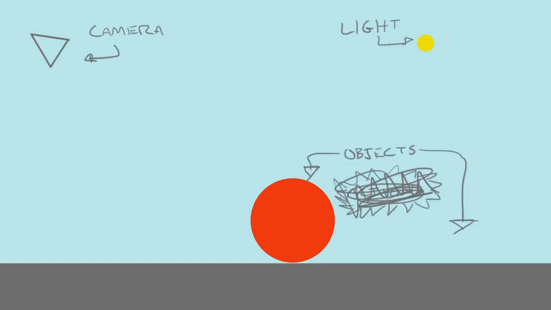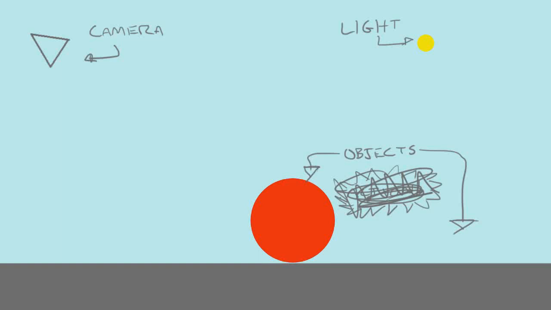In every scene we have lights, a camera, and nope, not that. There we go. Objects. As you can see here, the camera is represented by the triangle, the light by the yellow circle, and the objects by the red circle and gray rectangle. These are all the components we need to begin explaining ray tracing, and by extension, path tracing.